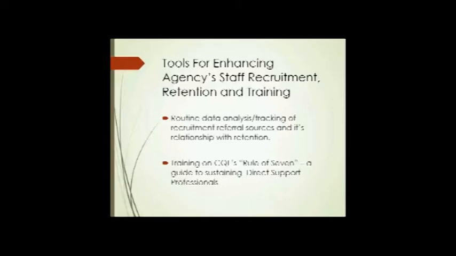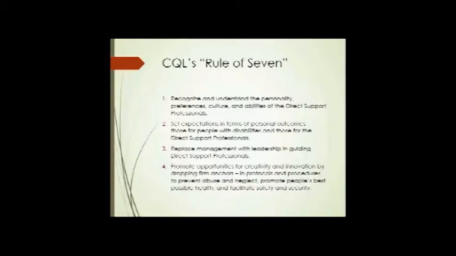Also training on CQL's Rule of 7. It's a guide to sustaining direct support professionals. Let's take a look at that. One is to recognize and understand the personality, preferences, culture, and abilities of the direct support professionals. Understanding what is important in their lives and their culture and their work setting.